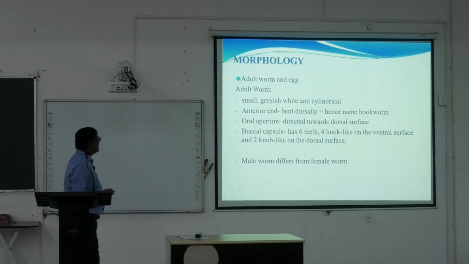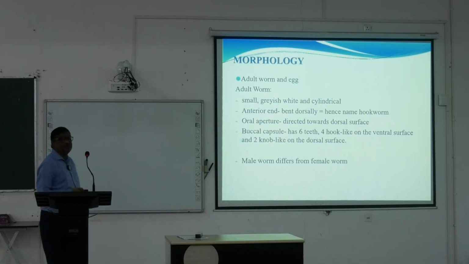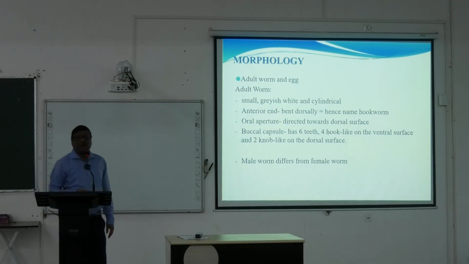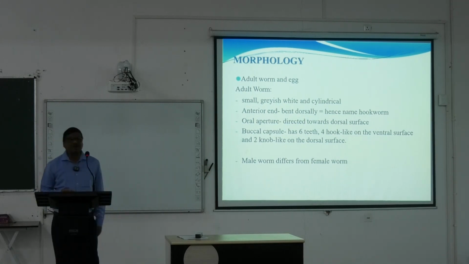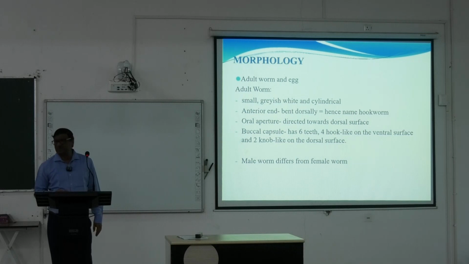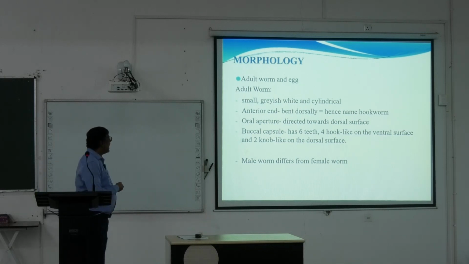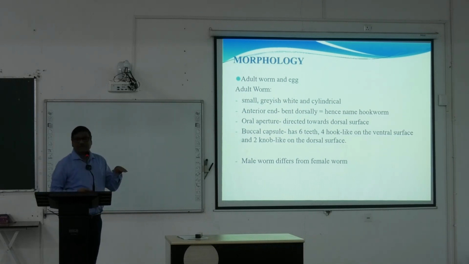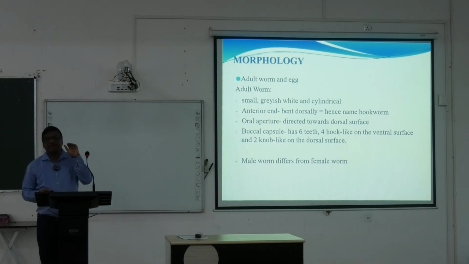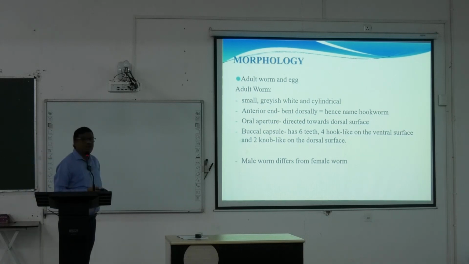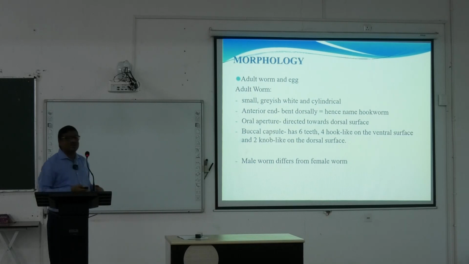Adult worm and egg. The adult worm is small, greyish white and cylindrical. Often it is slightly reddish because it ingests RBC. The anterior end is bent dorsally. Dorsally it is concave and ventrally convex. That is why it is called hookworm. The oral aperture is directed towards the dorsal surface, not in the center.